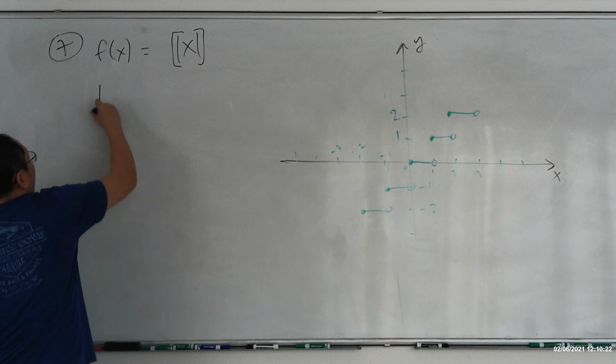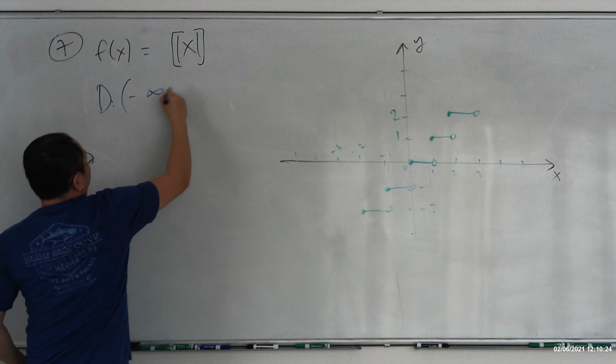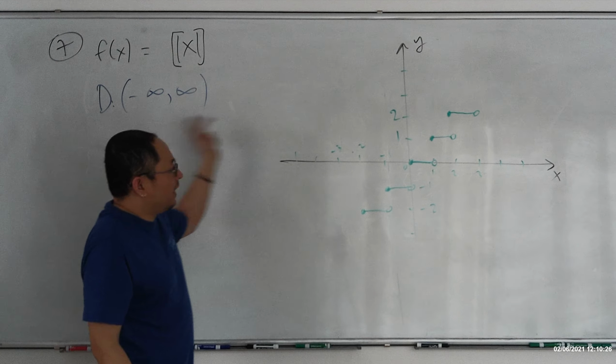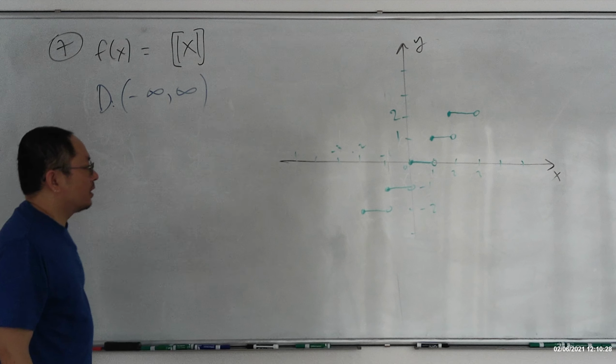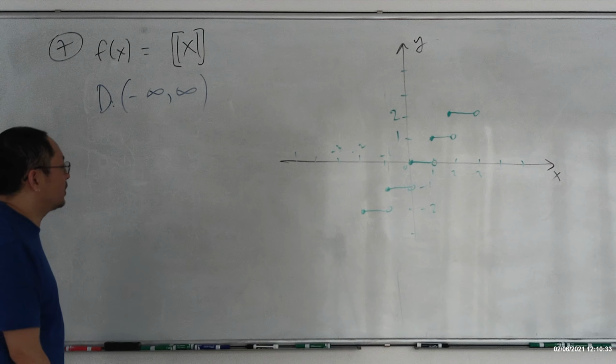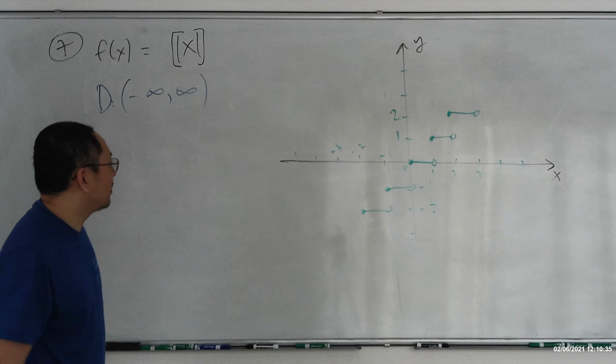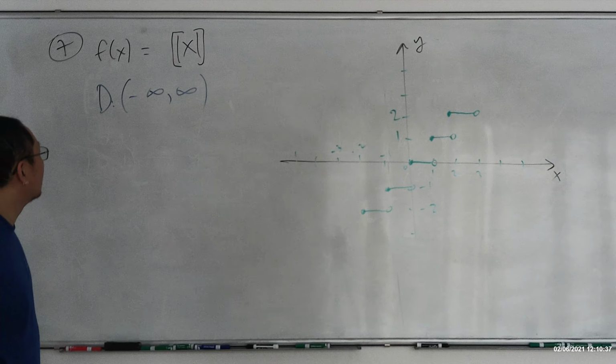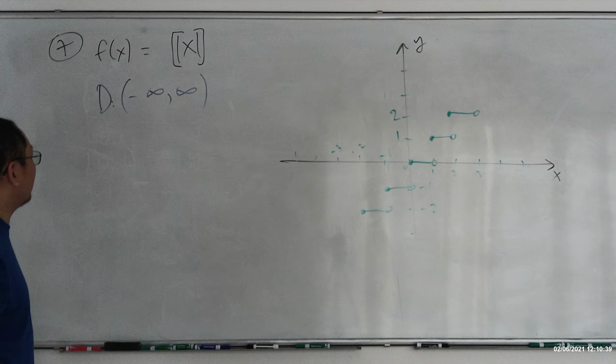Domain is all real numbers. Why? Because we technically can plug in anything in a graph, right? We have no restriction. We can plug in x equal to 1, 2, 3, 1.1, 1.2. You can plug in x equal fraction, rational number, irrational number, any kind of numbers. Okay, so all real numbers.